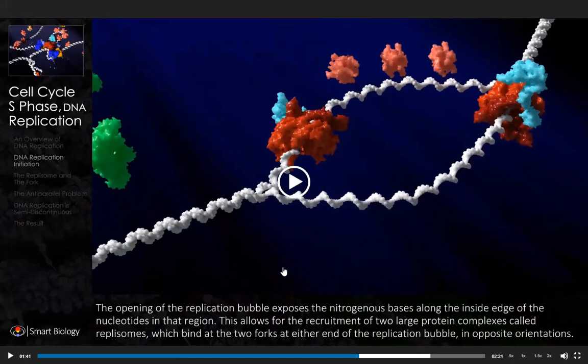This allows the recruitment of two large protein complexes called replisomes. They attach to two ends of these bubbles and they move in the opposite direction. This makes it very efficient and very fast. One thing to keep in mind, remember, is that the whole genome of E. coli, for example, needs to be replicated within 40 minutes. So this is very rapid, very fast. These two large complexes called the replisome, which has the DNA polymerase and several other proteins that we will learn, bind to the replication bubble in the opposite orientation and then they move in opposite direction.